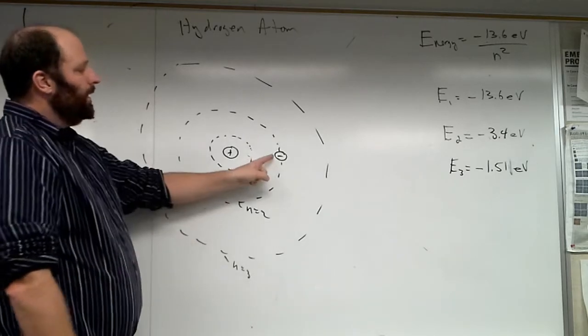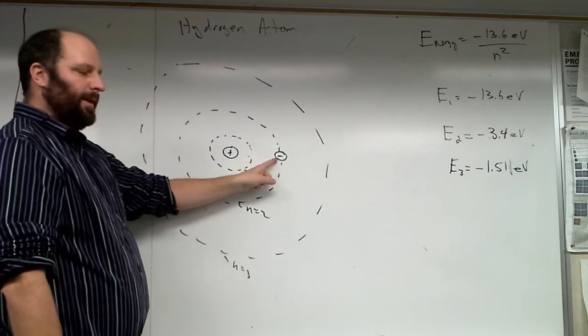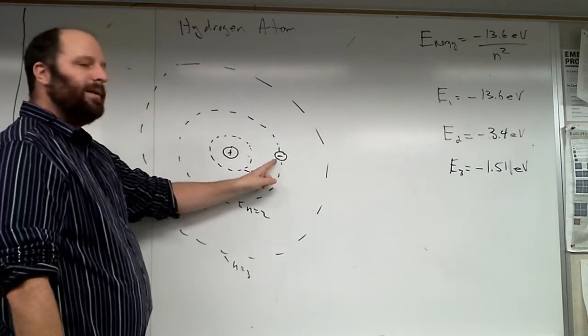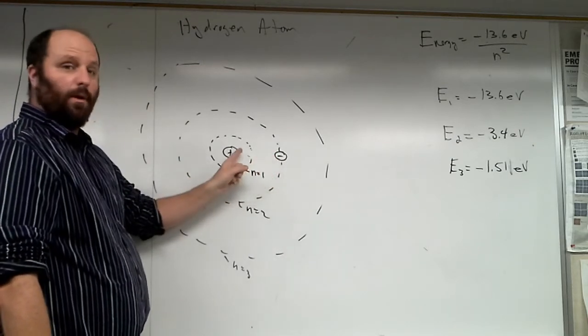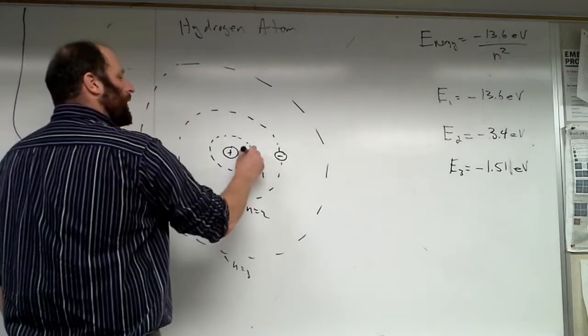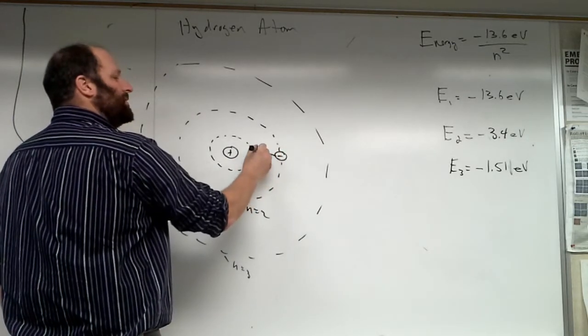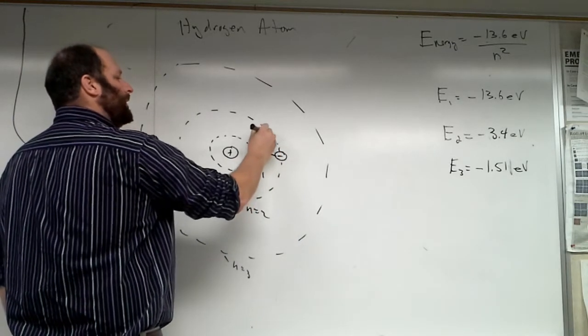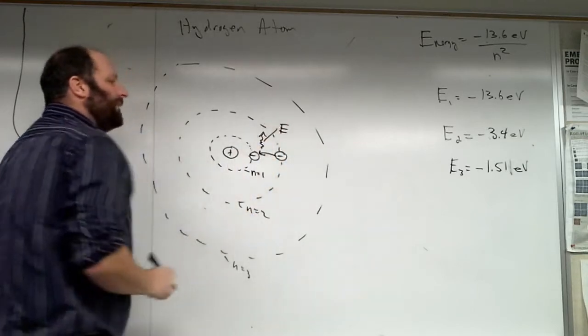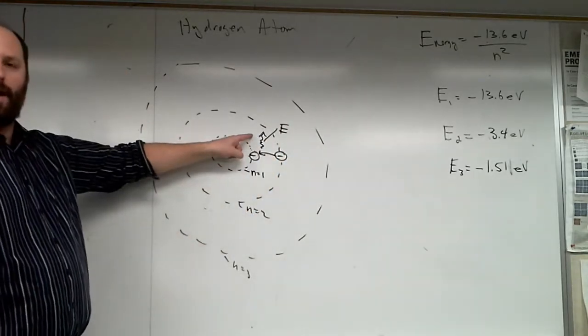But then the electron is in an unnatural state. This electron naturally wants to move back to its lower energy state. When it moves back from the n equals 2 to the n equals 1, it'll give up a photon. The photon that it gives up will carry the same energy it had to begin with.